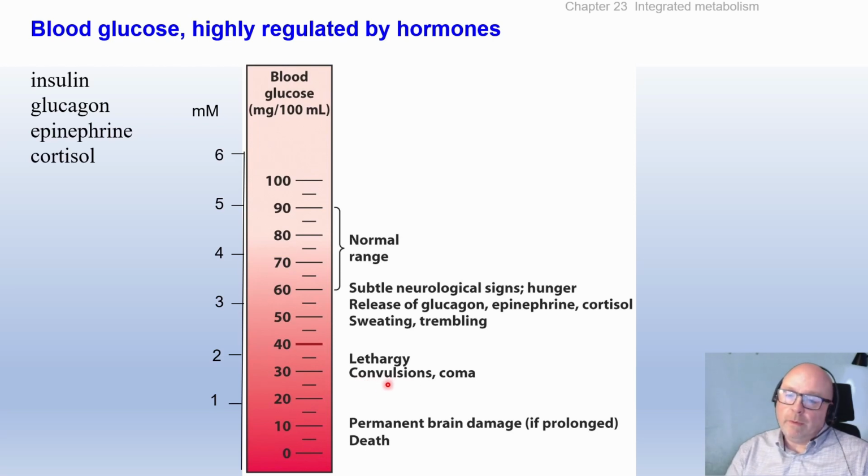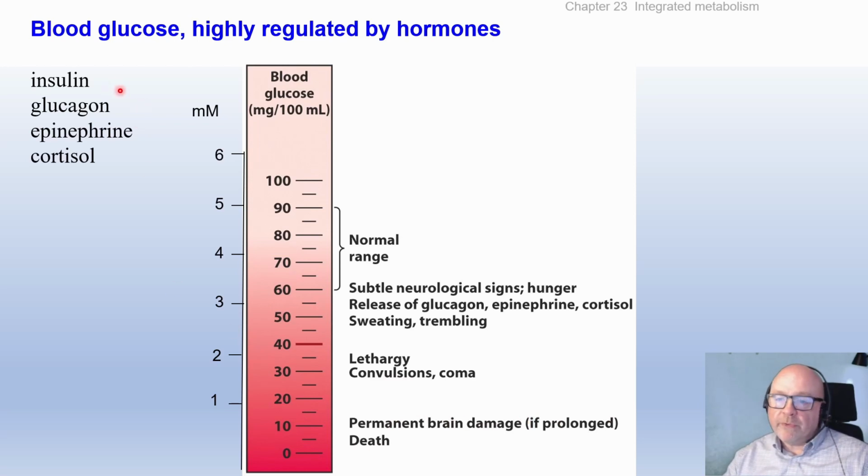lethargy. So what's like couch potato-ish, you cannot move, or you can move, but you don't want to, right? Lethargy. Convulsions even when it gets more serious, and then going into a coma at this stage. And then down below 20 leads to permanent brain damage over a prolonged period of time, eventually death.